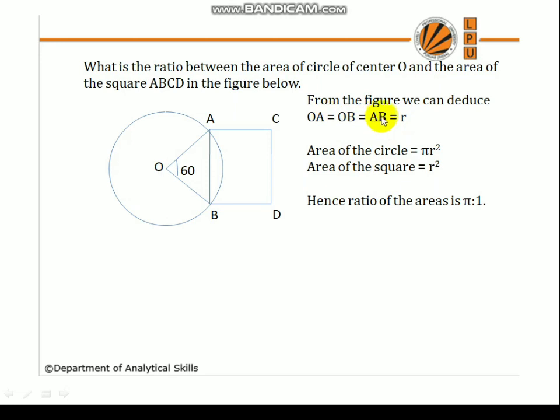If OA equals R, which means the radius is R, the area of a circle is pi r square. If AB equals R, which means the side of the square is R, therefore the area of a square is R square. Hence the ratio of area of circle to area of square is pi r square to R square. R square gets cancelled, so we get pi is to 1. Therefore, the ratio of the areas is pi is to 1.